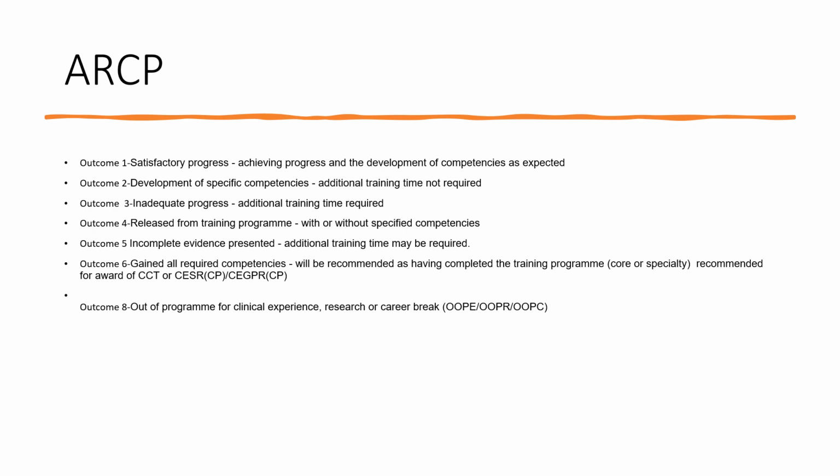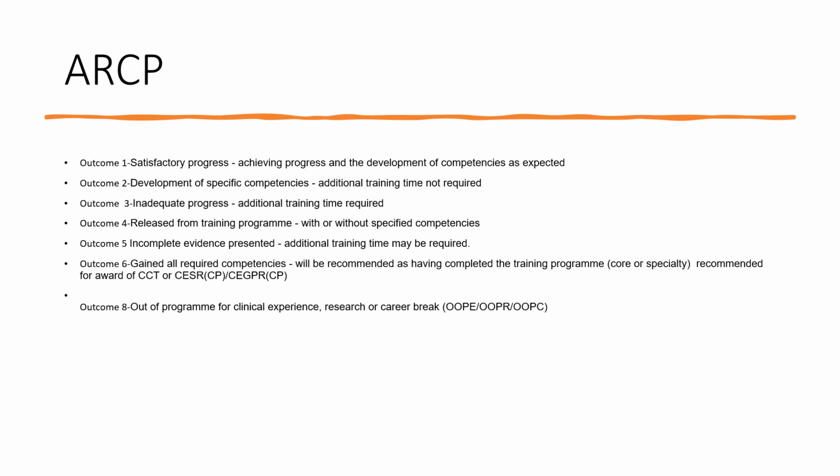Outcome 5 is you have incomplete evidence presented. So, for example, you forget to add the teaching log of the teachings that you've attended in a year onto your portfolio, or you're missing that. You've got the evidence, they know you've got it. So, for example, if you passed your MRCOG exams but you forget to upload your results onto your portfolio, that kind of thing would give you an outcome 5, that you're missing, you haven't provided all of the evidence. So they'll then give you a little bit of time to upload that evidence and then reconsider your ARCP outcome.